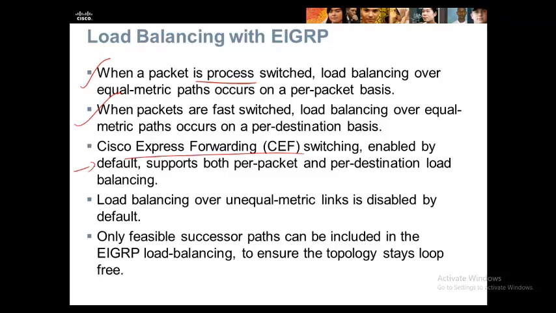in layer 2, there is a table called CEF table with all the routing information. I repeat, all the routing information in layer 2 level with the next hop, with the exit interface is seen in the CEF table. So you don't need to now go to the routing table to know the route.